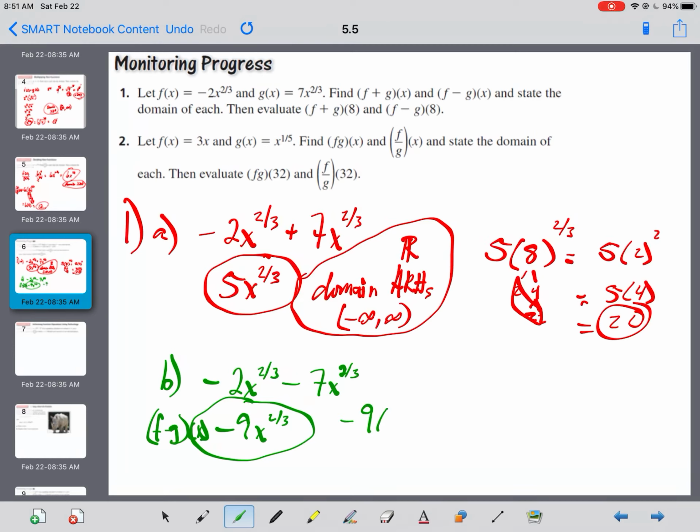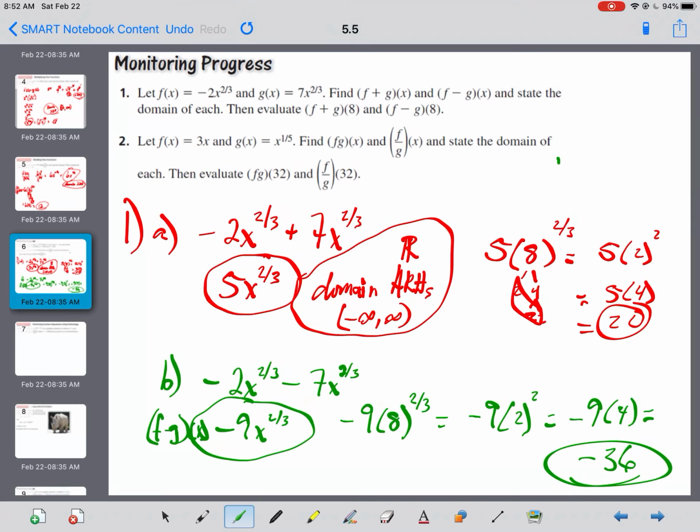So that's negative 9, and don't put the x in there. We're replacing it with an 8. We just did the 2/3. We just did the third root of 8, we know is 2. 2 squared is 4, and so that would be negative 36.